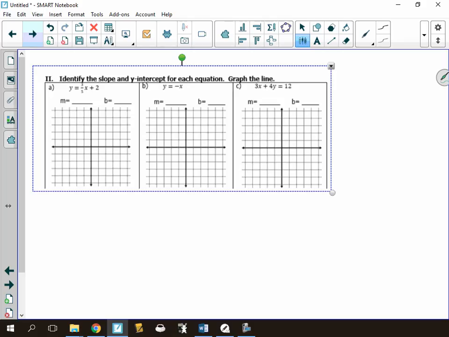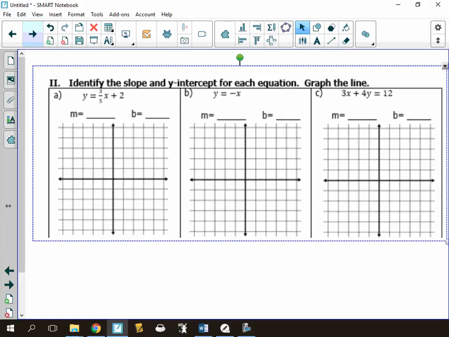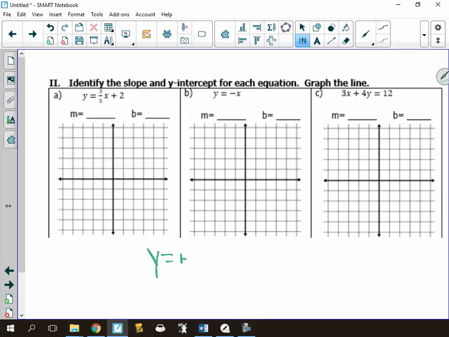So for these problems, it was identify the slope of the line, the y-intercept of the line, and then graph the line. We've done a ton of this, so we should be ready to run. So for the first problem, remember the key to all of these problems is y equals mx plus b. If we have a linear equation, solve for y, the coefficient of x is the slope, and the number added to the end is the y-intercept.